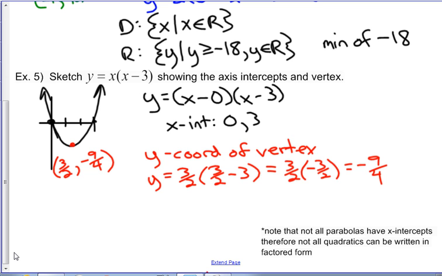There are all our axis intercepts and the vertex. Now it's important to note that not all parabolas have x-intercepts and that not all quadratics can be written in factored form.